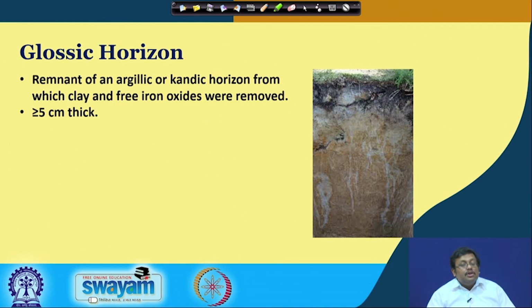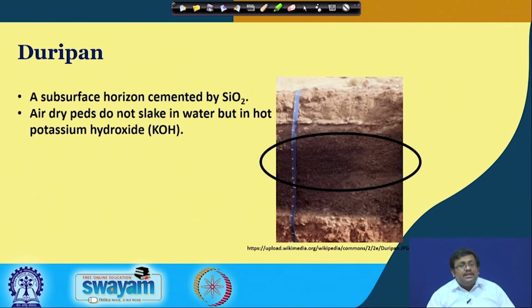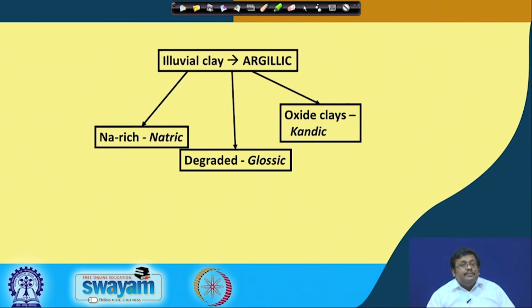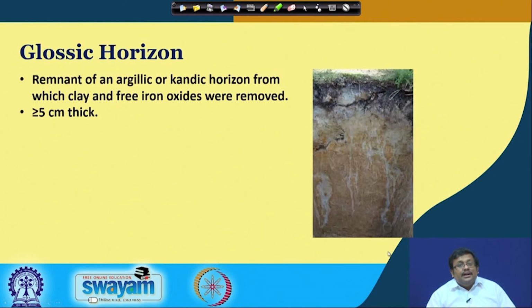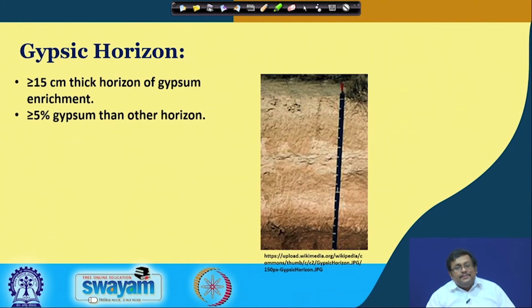The next one is glossic horizon. As I have already told you, it is a modification of the argillic horizon, as we have seen previously. It is the degraded argillic horizon. Similarly, this glossic horizon is a remnant of argillic or candic horizon from which clay and free iron oxide were removed. So, again it is a modification of argillic horizon, and generally it is greater than 5 centimeter in thickness.